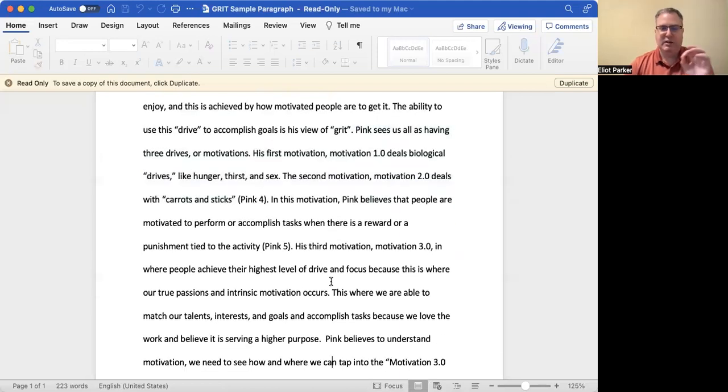So then I go into talking a little bit more about that carrots and sticks motivation. In this motivation, Pink believes people are motivated to perform tasks when there is something associated with reward or punishment. Okay. So I've mentioned the biological drive as a motivation. I've mentioned this idea of carrots and sticks.